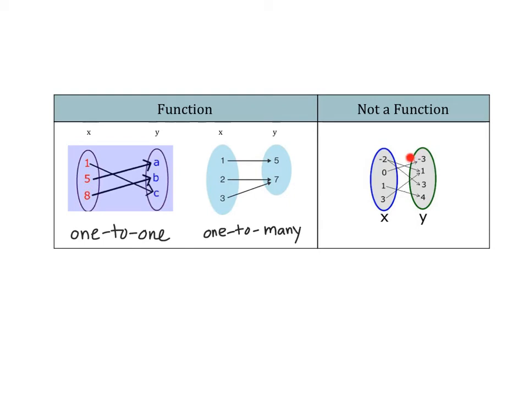Now, something that's not a function would look like this. You can see in this very first number, the input of negative 2 has two different outputs, 1 and 3. Since this x value has two different y values, we know right off the bat that this does not represent a function.